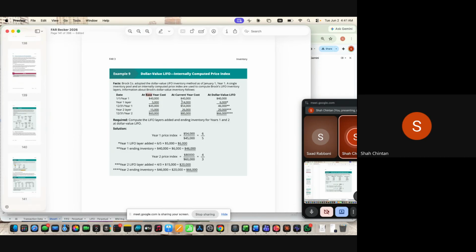But right now, because of the hyperinflation, you are valuing this $5,000 at $14,000, which means you have a higher cost. Higher cost means you will have lower profits, you will be paying lower taxes. So that is why government is saying, start using dollar value LIFO.